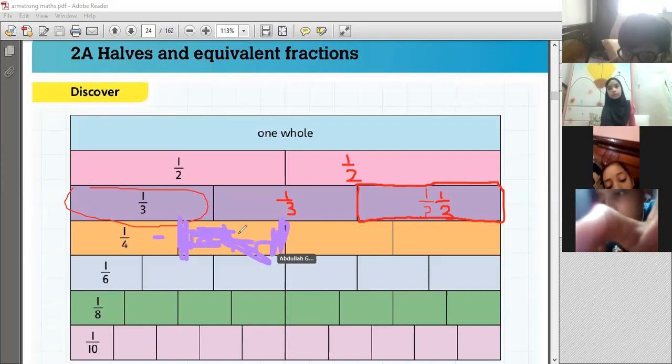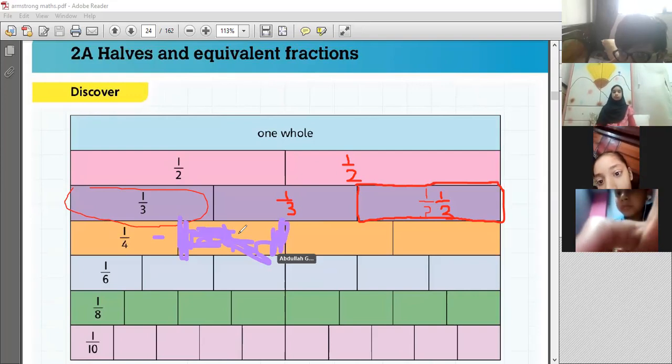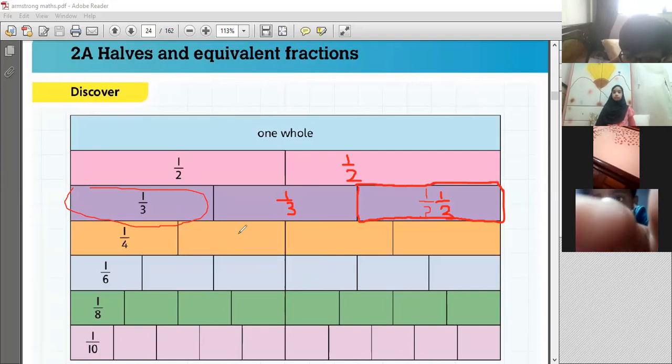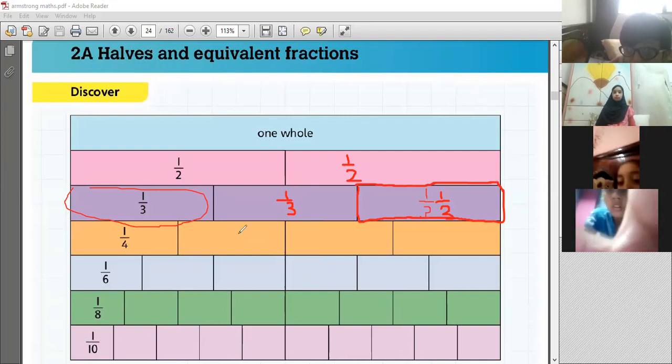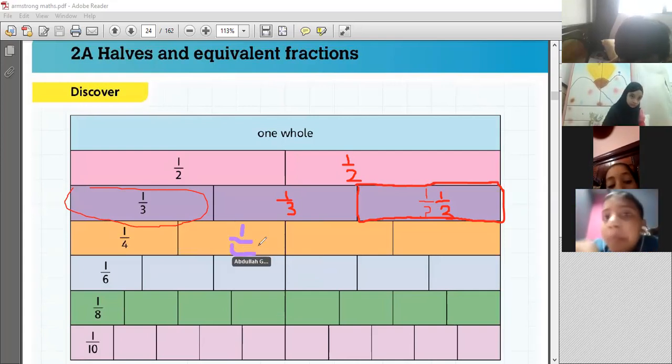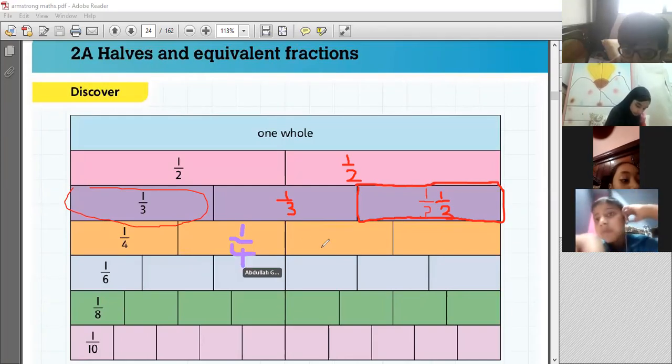Abdullah, what are you doing? Why are you scribbling? Just write the fraction. I asked you for the fraction and not for the design. Please write the fraction, okay? Don't scribble unnecessarily. Write it. Yeah, perfect. That's better.